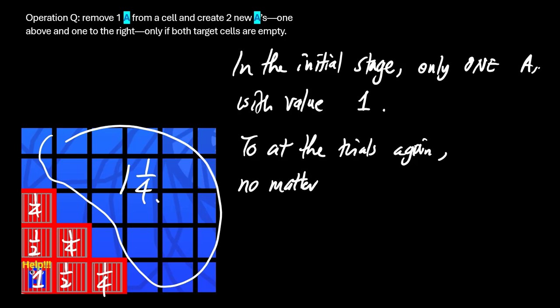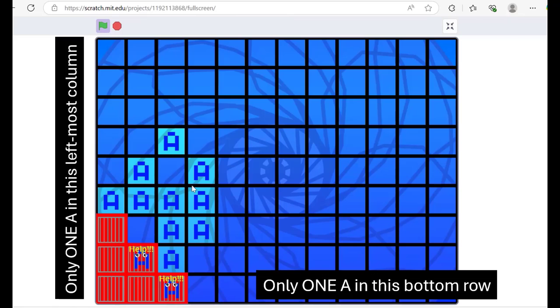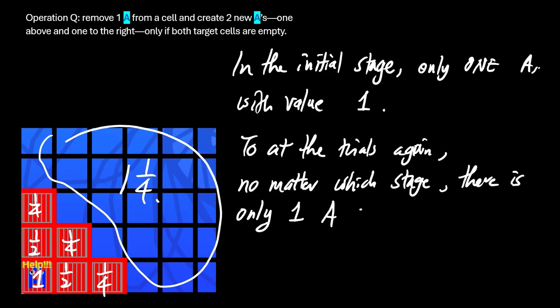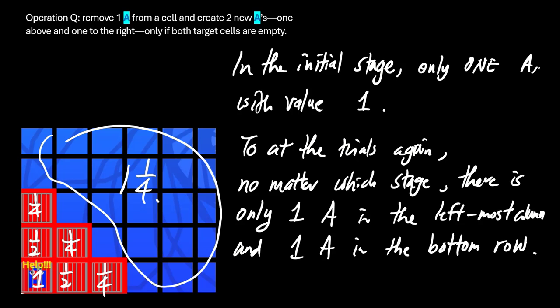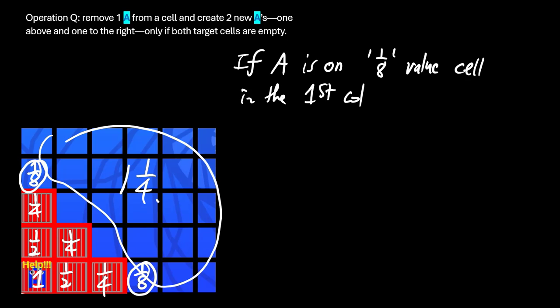Let's examine what happens if we try to place an A in the first column, say at the cell with value 1/8. To create that A, there must have been another A below it, because operation Q only produces A's upward and rightward. But if there's no A below it, then no more A's can exist above it. That means all the other cells above it must remain empty, and their values, which add up to 1/8, are now unusable. The same argument applies to the bottom row.